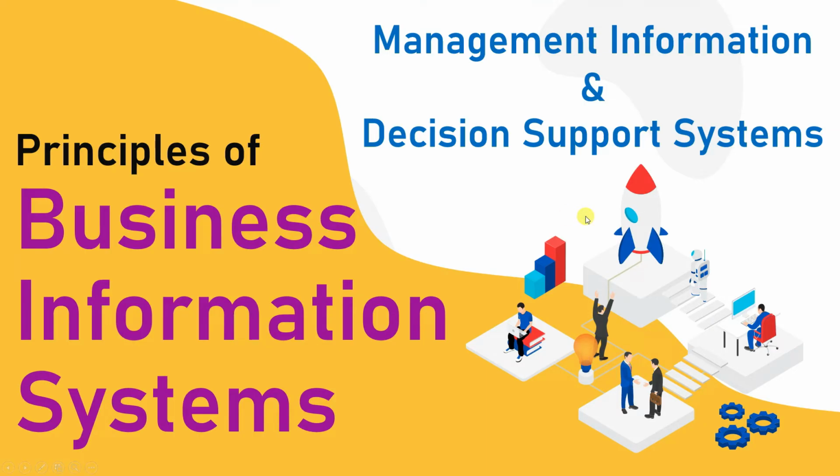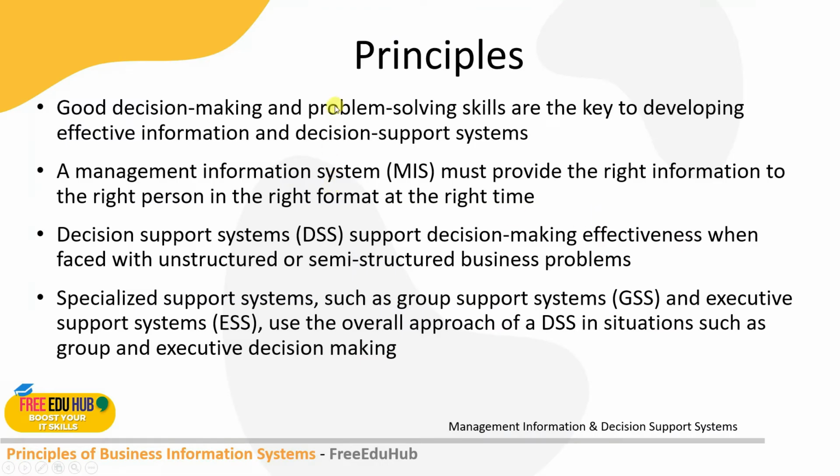The objectives of this chapter are: good decision making and problem solving skills are the key to developing effective information and decision support systems. So in order to make better decisions and to solve the problems, we need to rely on the information systems, which could be management information systems or decision support systems.